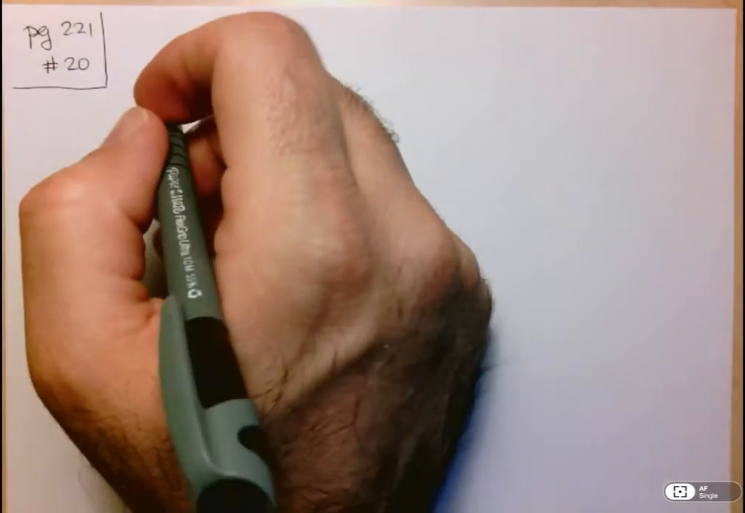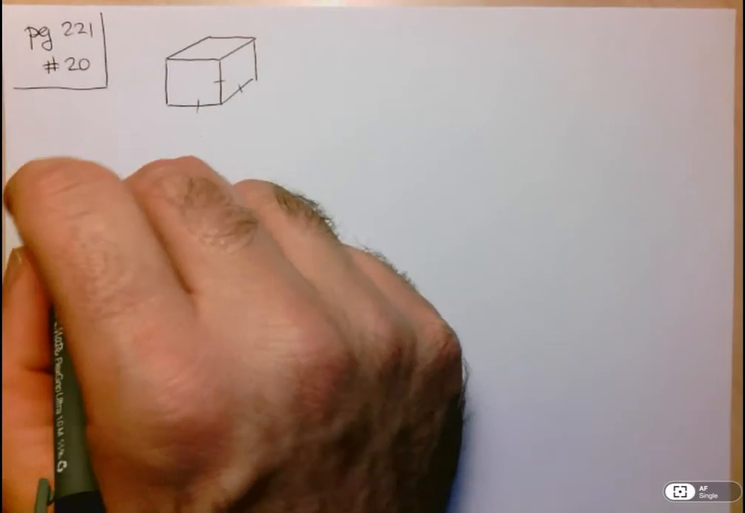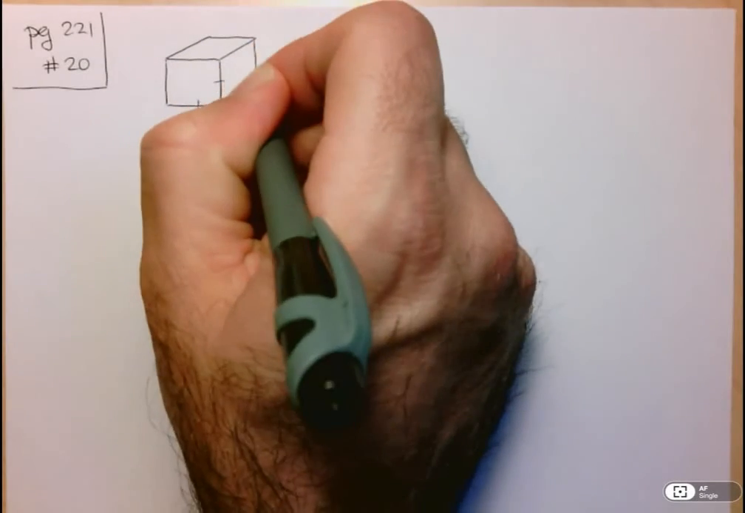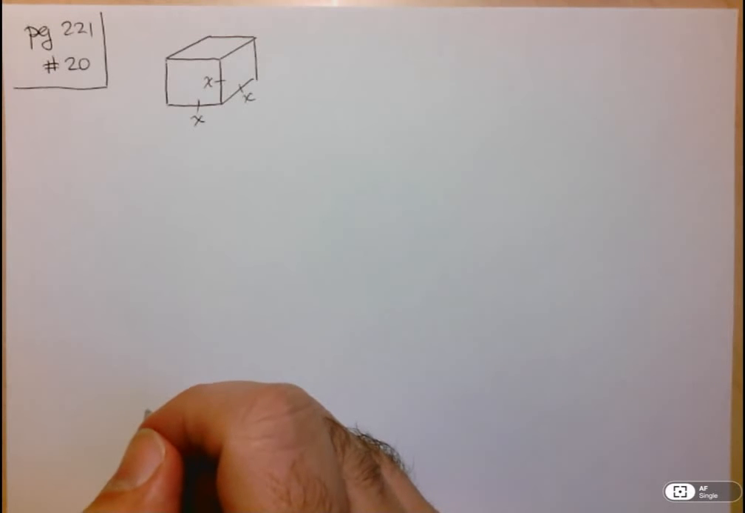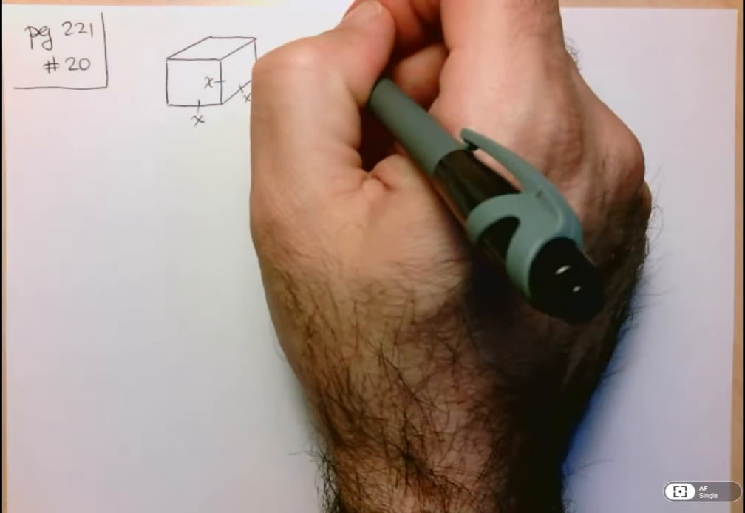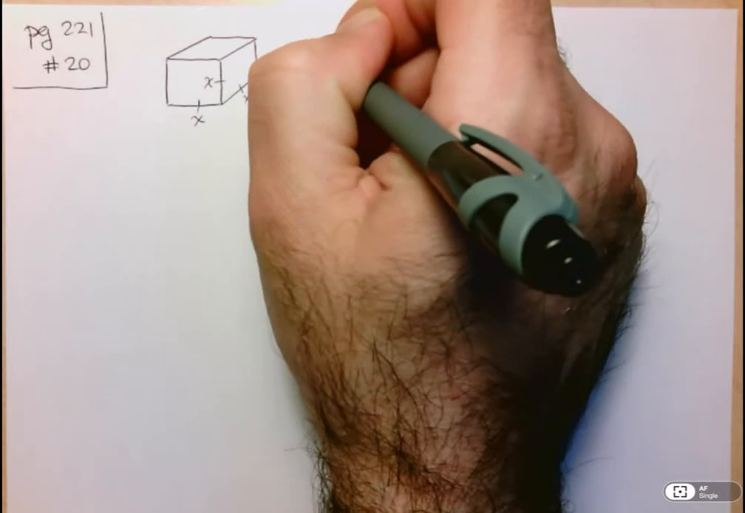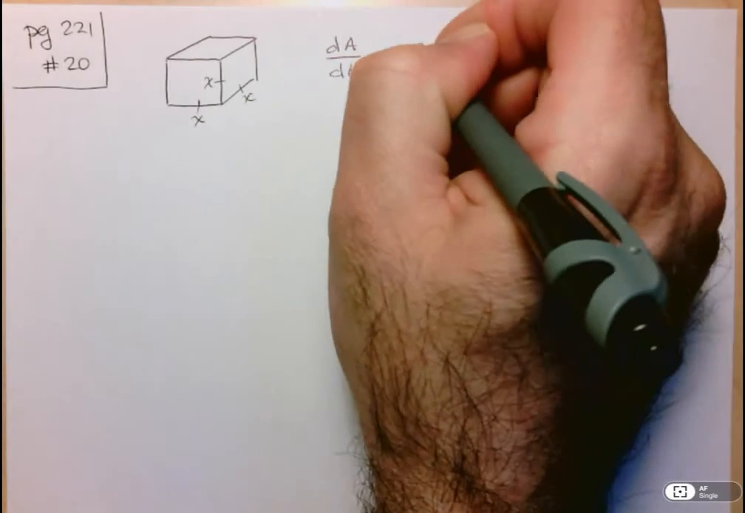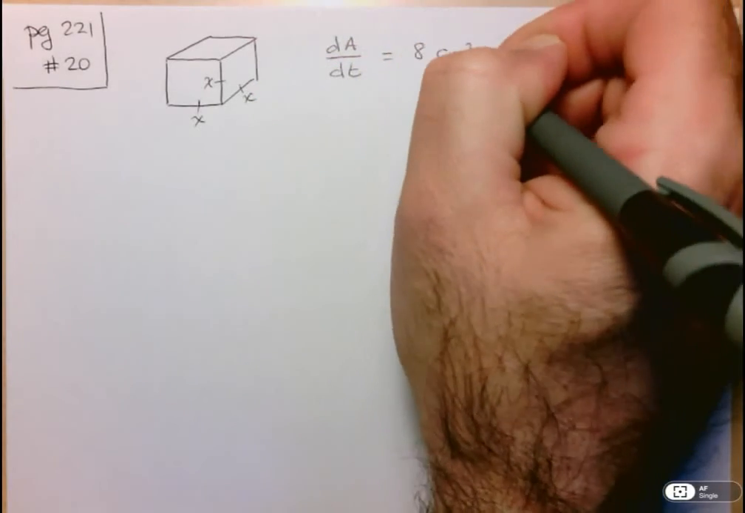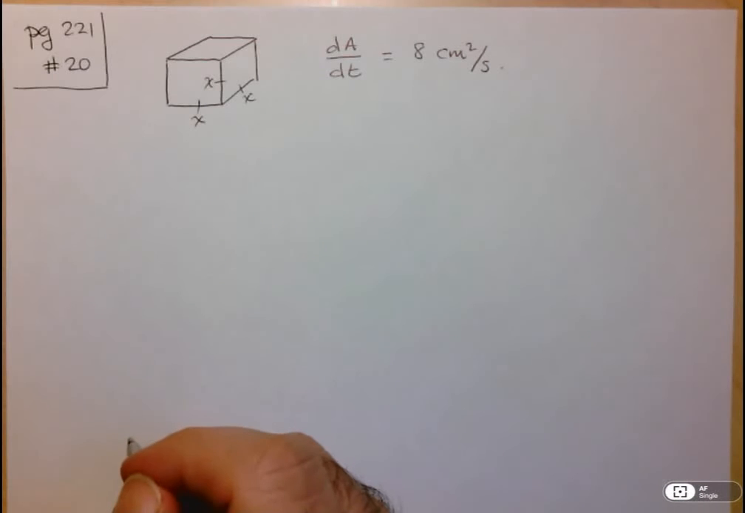Since I'll probably have to work with the dimensions, make sure you add them to your diagram. And since it's telling us that the surface area is changing at a rate of 8 centimeters squared per second, what I'm given is the derivative of the area with respect to time, dA/dt, which is 8 centimeters squared per second. It says, how fast is the volume changing when the surface area is 60 centimeters squared?